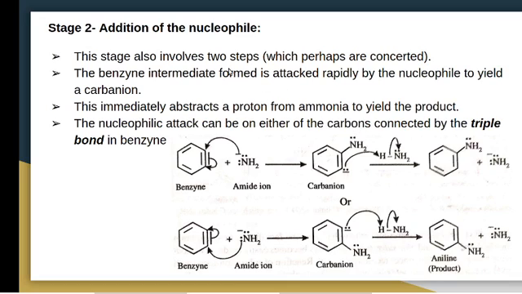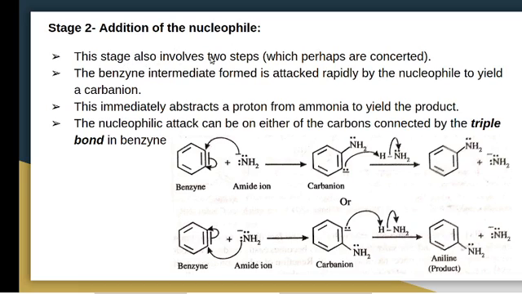Now let us see the second stage of the elimination addition mechanism. In the first stage there are 2 steps. Similarly, there are 2 steps in the second stage also. The first stage is elimination of the halide ion. The second stage is the addition of the nucleophile.